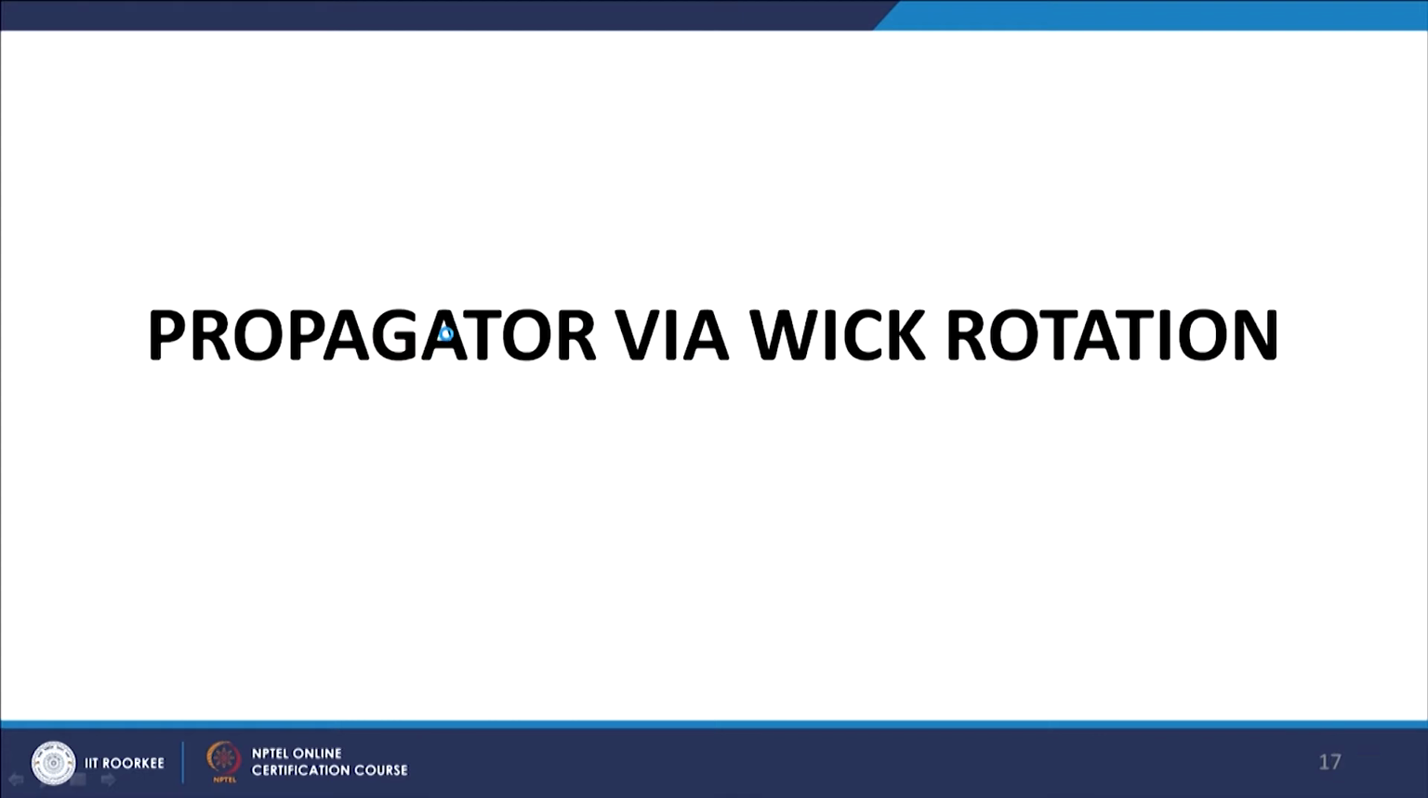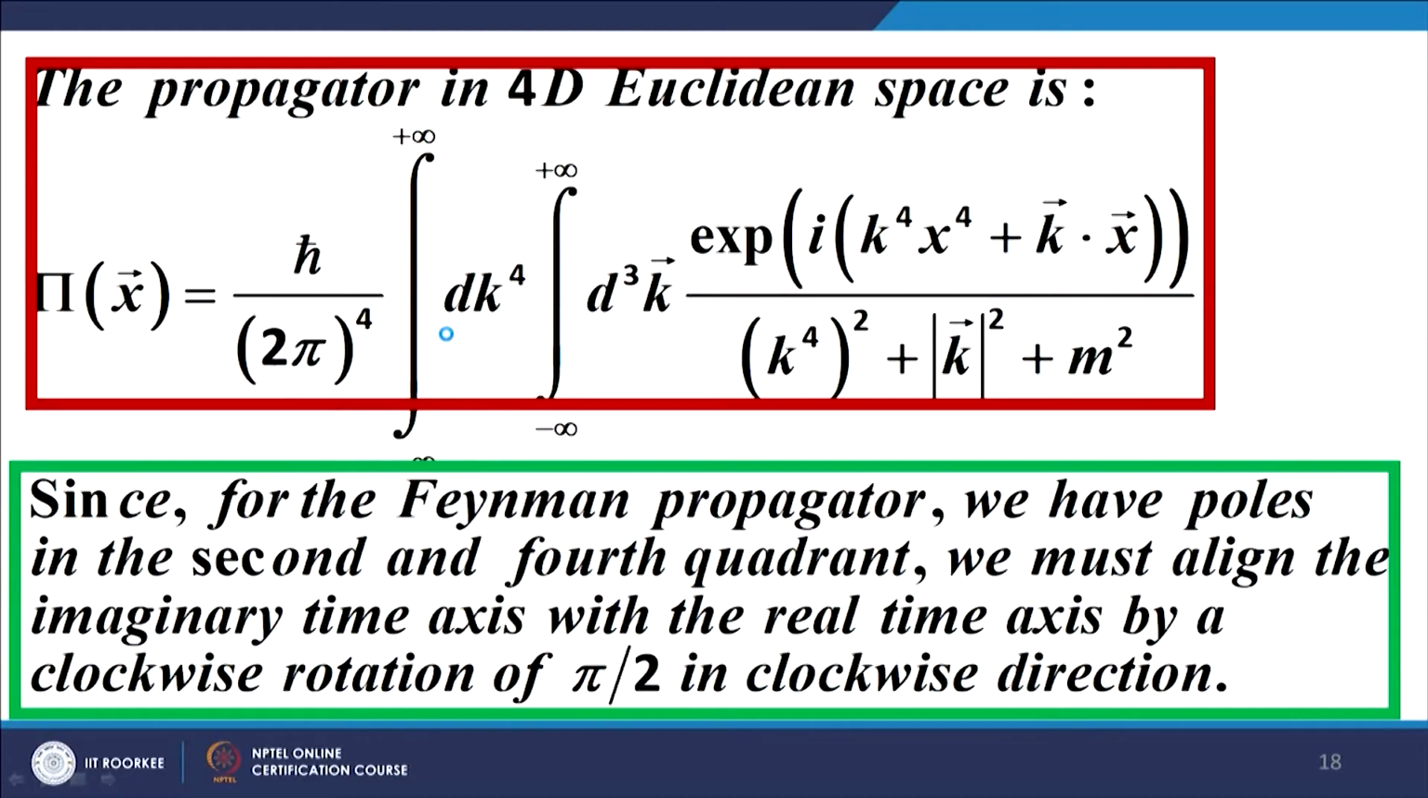Now, we derive an expression for the same propagator using Wick rotation, by way of illustrating the concept of Wick rotation. The important point that I would like to emphasize before we get into this is that in the case of the Feynman propagator, the scheme of the poles that was envisaged, or that was used by Feynman, was that the poles of the integrand here would appear.